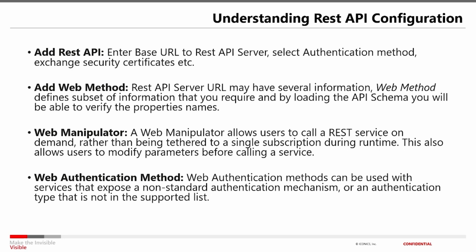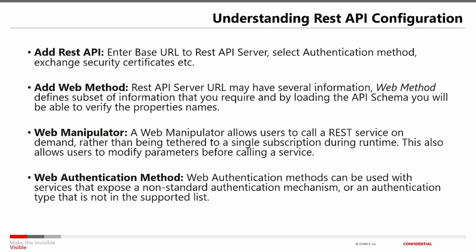But there is so much information from the API, we need to narrow down what is required. That is done by using the web method. Instead of the whole API schema, we just need to verify what properties to load. If we need to change or add a value, then the web manipulator configuration will be required. And some web services require an authentication object as a method to show the two parties are securely connected. That's where the web authentication method is available in ICONICS.